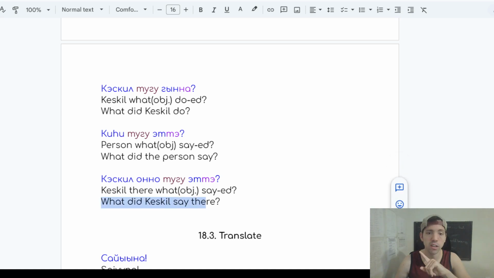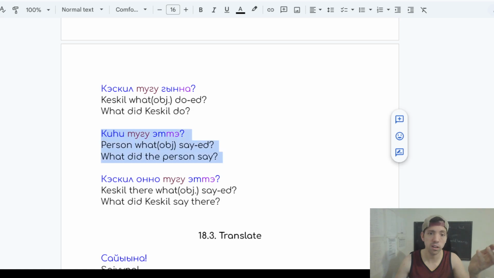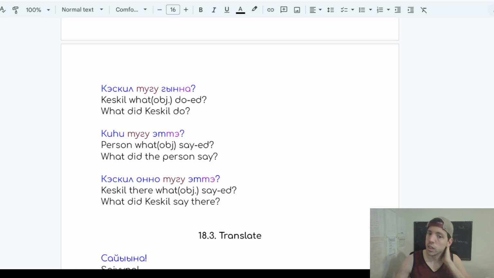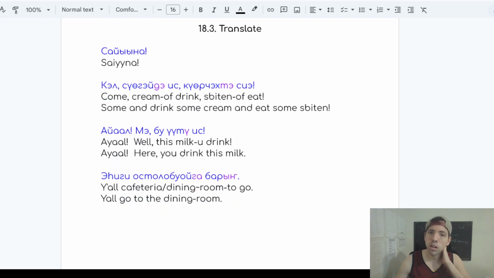What did Keskiel say there? So how did Keskiel respond to what the person said, telling him to eat more? He said, well, I won't tell you in Sakha, but he said, because if you want to do the exercise, but he said, enough, I'm full.